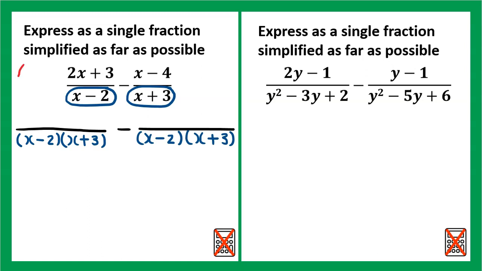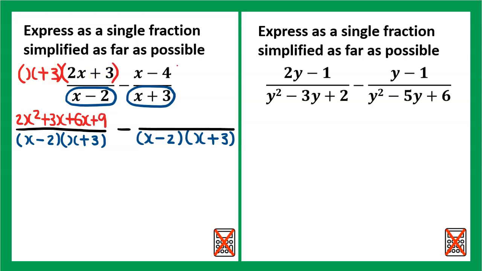X minus 2 has been multiplied by x plus 3, and because we're multiplying this by the numerator, we now have double brackets. X times 2x is 2x squared. X times 3 is 3x. 3 times 2x is 6x. And 3 times 3 is 9.